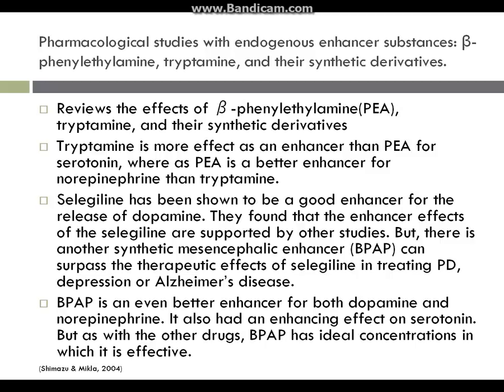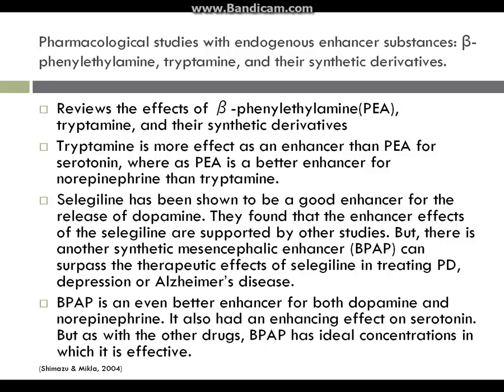The data showed that tryptamine has more of an effect as an enhancer than PEA, which is the phenylethylamine, for serotonin, whereas PEA is a better enhancer for norepinephrine than tryptamine. Selegiline has been shown to be a good enhancer for the release of dopamine, and they found that the enhancer effects of selegiline are supported by other studies.